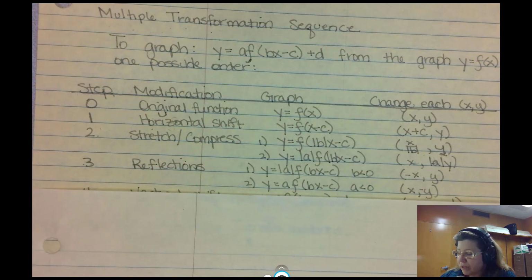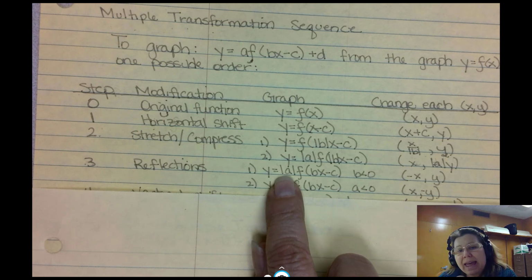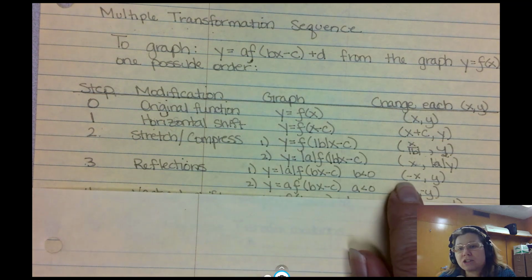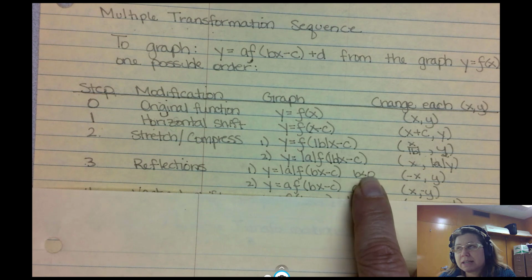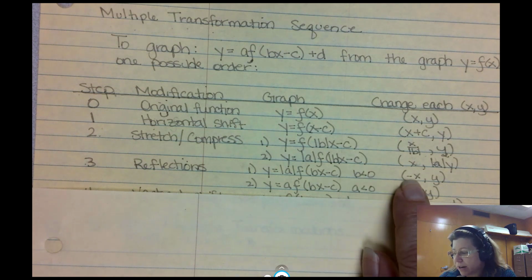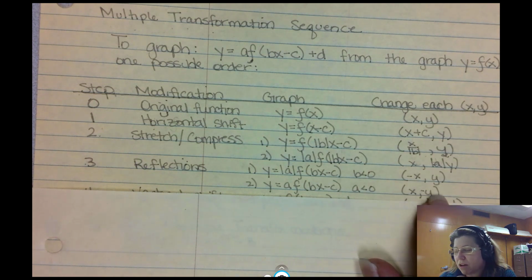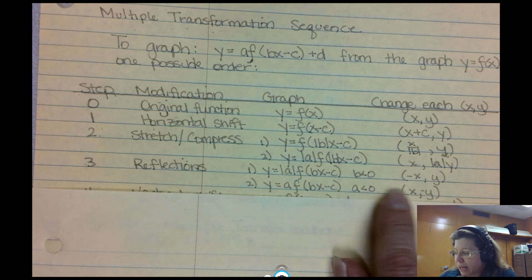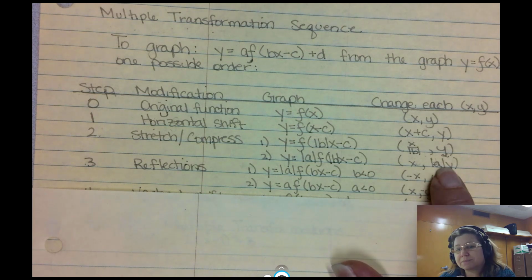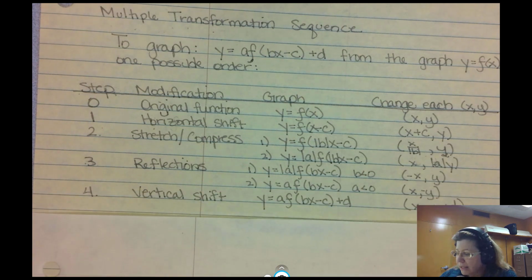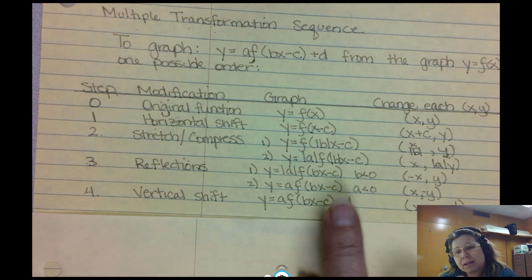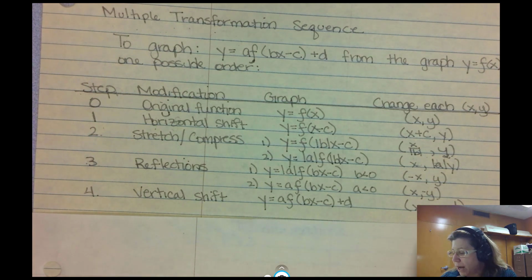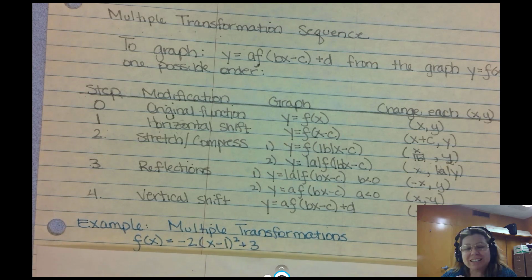Now we're dealing with reflections. Sorry, if b is less than 0, then you reflect all your x's. If a is less than 0, you reflect all your y's. B goes with x, just like it did up here. A goes with y, just like it did right here. Finally, we do vertical shift. We do this plus d, and that's going to be take your y and add your d. If this was negative d, you would just say minus d. It's a straight shift.